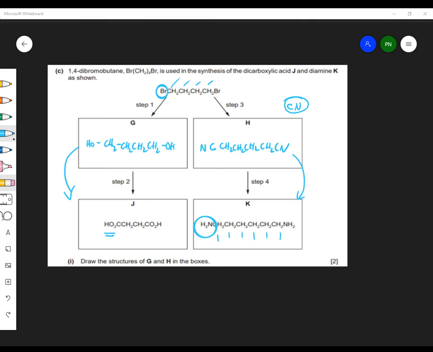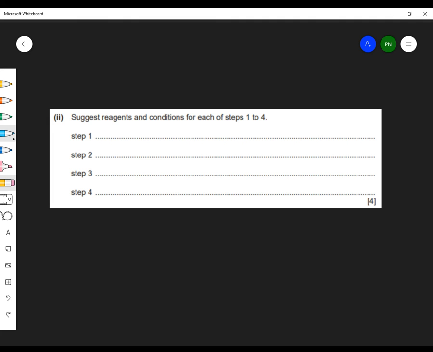Let me stop the vid. Okay, these are the conditions and the reagents. Let's have a look. Now, you can't get these wrong. All right, so step one, how do we do that? Step one, let me get a nice blue pen. We use sodium hydroxide, aqueous, that's important, and heat. You've got to say the heat.